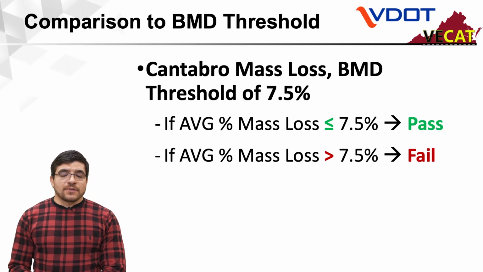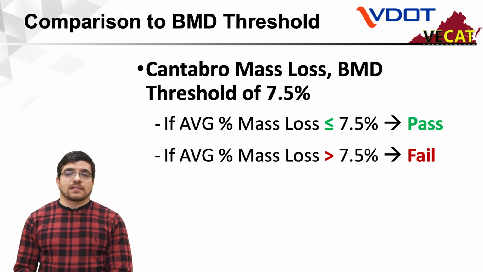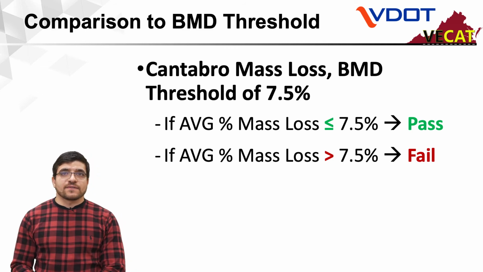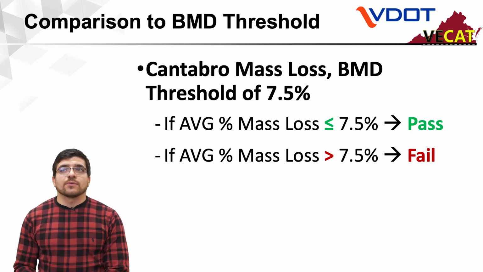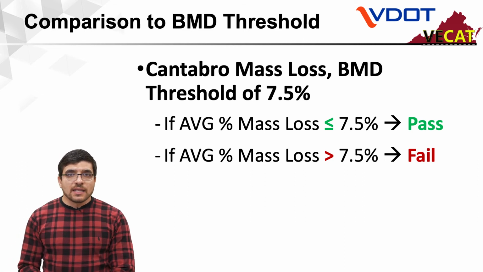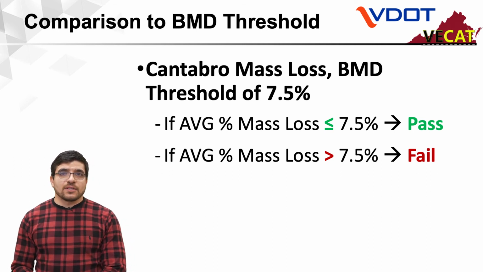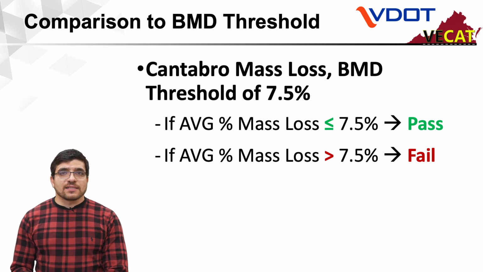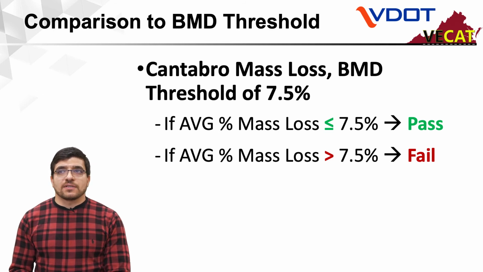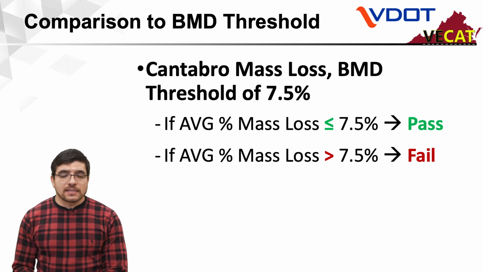After the average percent mass loss is calculated, this value is compared to the Cantabro mass loss balanced mix design threshold of 7.5%. If the average percent mass loss is lower or equal to 7.5%, this passes the BMD threshold criterion, and that means that the asphalt mixture meets the criterion for durability. If the average percent mass loss is greater than 7.5%, this means that the asphalt mixture being evaluated fails to meet the BMD Cantabro mass loss threshold.